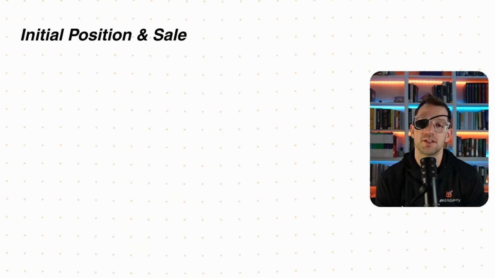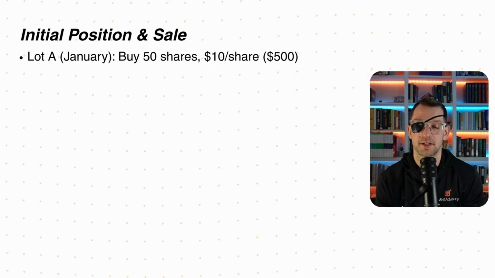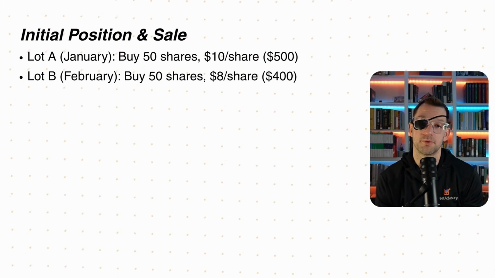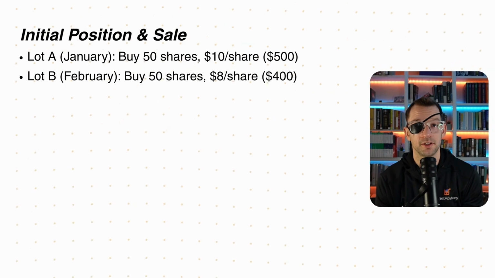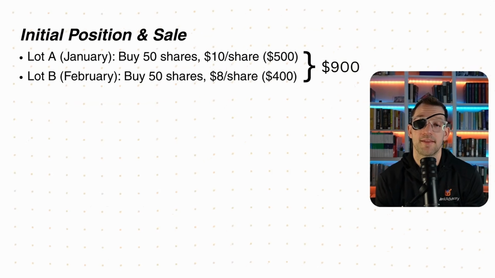Okay, so let's say you buy 50 shares in January at $10 a share. Okay, you got 50 shares, $10 a share, $500. Understood. Then you buy 50 more shares in February. This time it's trading at $8 a share. Okay, that's $400. You've invested $900 total now, and that's your basis.